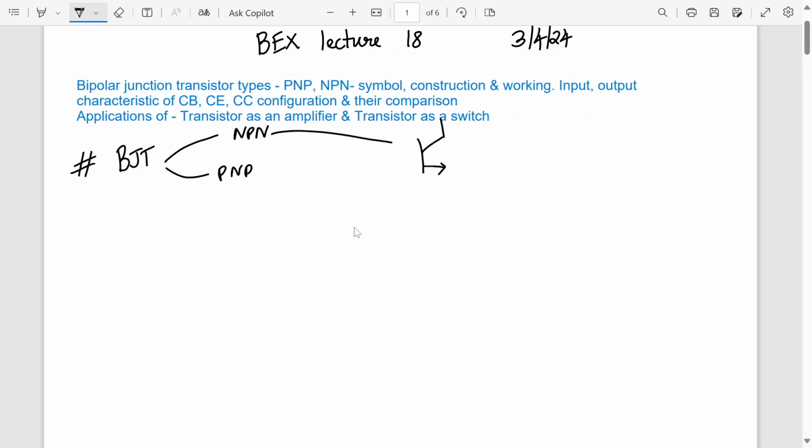So it has three terminals, just a revision. Base, this is collector, and this is emitter. The arrow indicates that the current is flowing out of the emitter terminal. Now I didn't tell you all this.